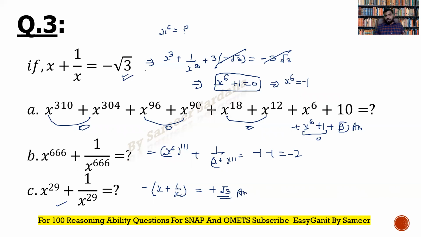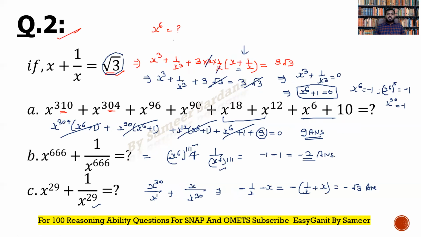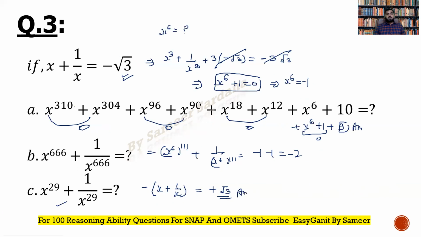Now, I want all of you to remember these results, because these are very, very important and beautiful concepts. If x plus 1 upon x is root 3, in that case x power 6 plus 1 will be equal to 0. That's a standard result. Or if x plus 1 upon x is equal to minus root 3, in this case also x power 6 plus 1 will be equal to 0. Very, very important results.